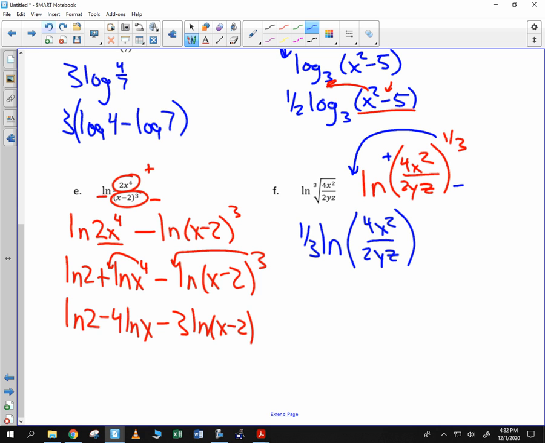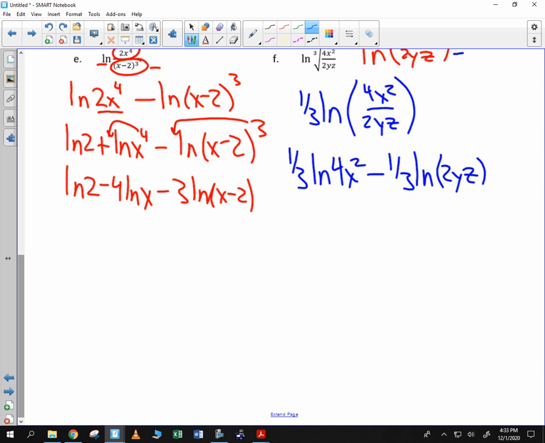Now I can go ahead and divide, or rewrite my division using subtraction. 1/3 times the natural log of 4x squared minus 1/3 times the natural log of 2yz. Notice how I carried the 1/3 to each one because each one was being taken to the 1/3 power. I have to separate both of those.